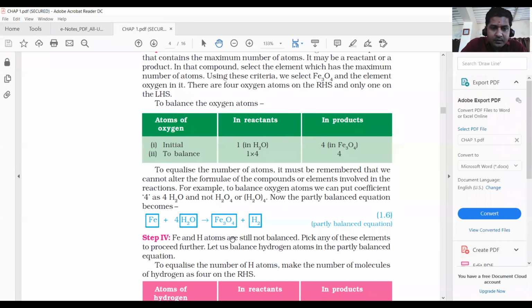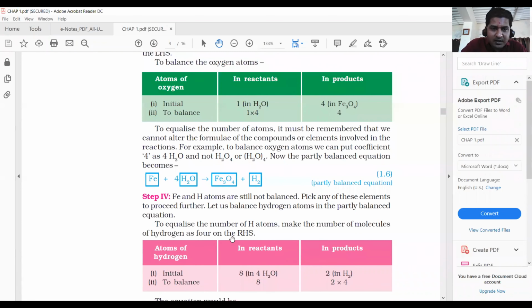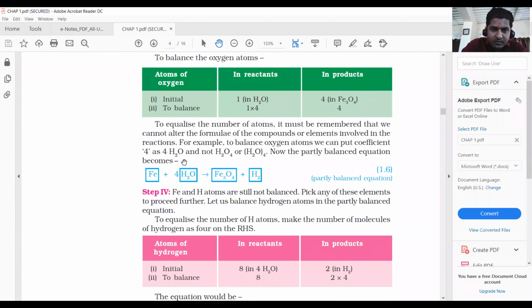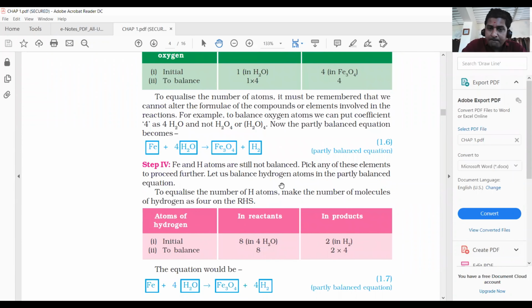So our next step is 4H2O, and not H2O4. The atoms of hydrogen are the same, so it is partially balanced, because not all the elements are balanced on both sides. Initially, we have 8 in the 4H2O and 2 in the H2, and to balance H, 8 here, 2 multiplied by 4.